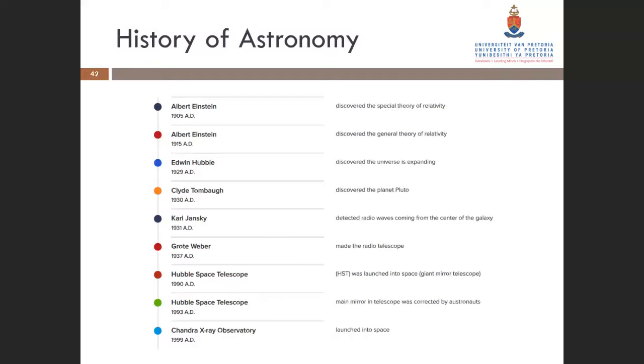No, we are not supposed to memorize all of these events. This is just to show you that astronomy is also a historical science. A lot of our work is built on the previous work of previous generations. That is why Stephen Hawking said we are standing on the shoulders of giants. Now in 2021, the James Webb Telescope is likely going to be launched.